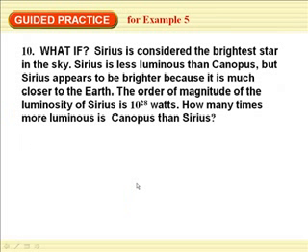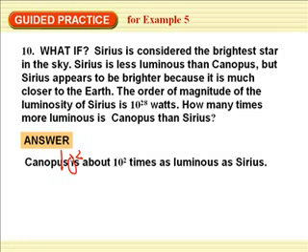So Sirius is considered the brightest star in the sky. Sirius is less luminous than Canopus, but Sirius appears to be brighter because it's much closer to the Earth. The order of magnitude of the luminosity of Sirius is 10 to the 28th watts. How many times more luminous is Canopus than Sirius? 10 to the 2nd. I believe 10 to the 2nd. Yeah, because it was 10 to the 30th.